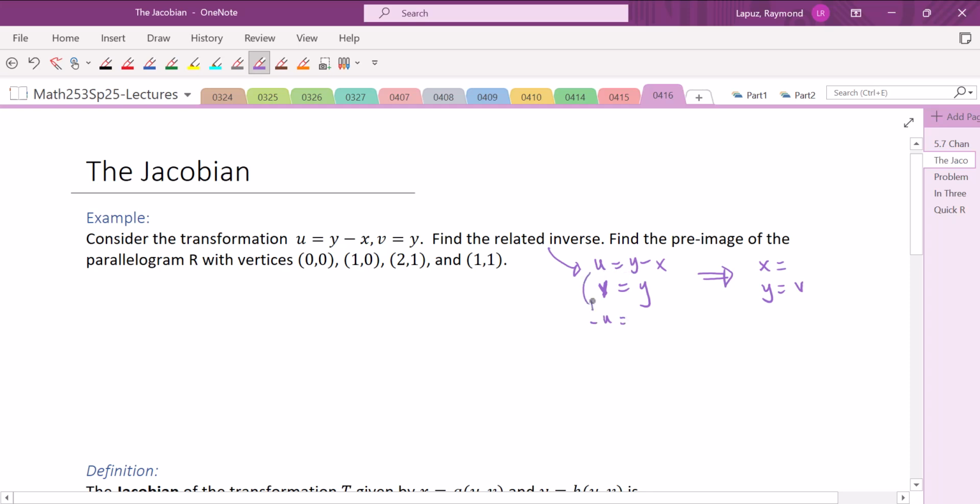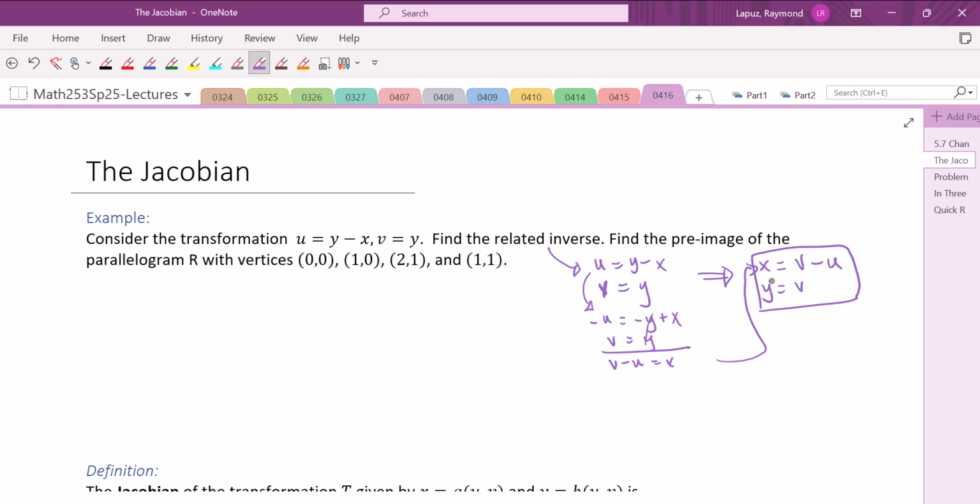Multiply the first equation by -1. That way I can make the x positive. You could do this any way you want. And then I'll rewrite v is equal to y, and then I will add that. So I have v minus u is equal to, the y's would cancel, and then I just have x. So my x is actually equal to v minus u. So that's the inverse transformation that they're talking about. And really, this is what we need to find a Jacobian.